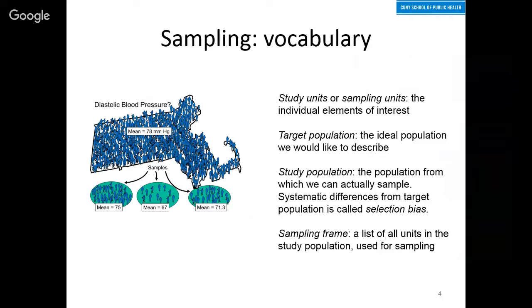The target population is the idealized population that we are trying to make inference about based on our sample. And the study population is who we are actually sampling from, which ideally would be the same as the target population, but if there are some individuals in the target population whom are excluded from sampling, then they may differ. And those kinds of systematic differences introduce selection bias. And finally, the sampling frame is just a list of all of the units in that study population, and this is required for random sampling.